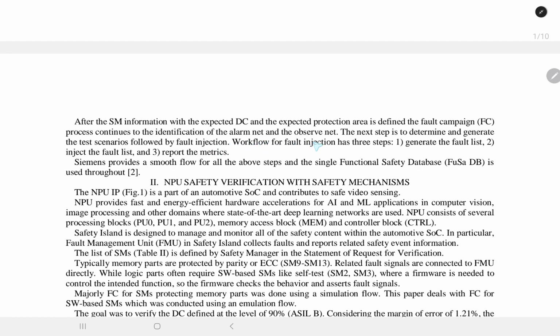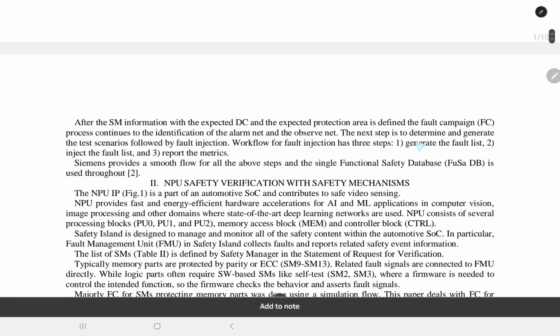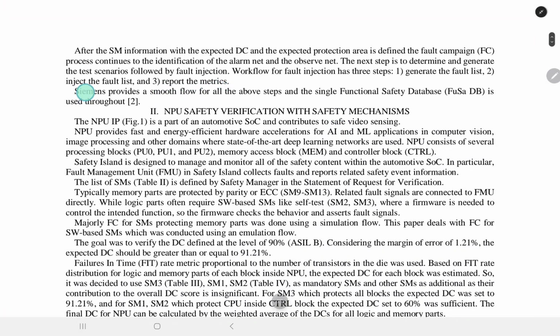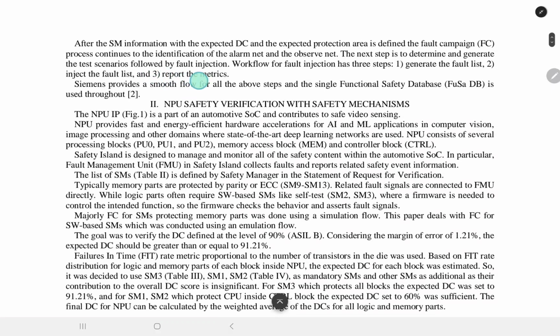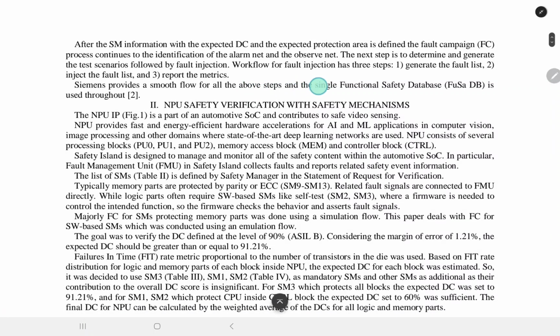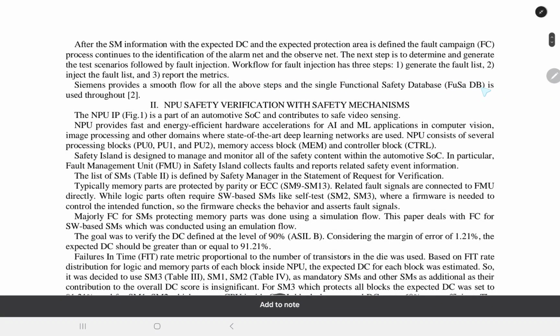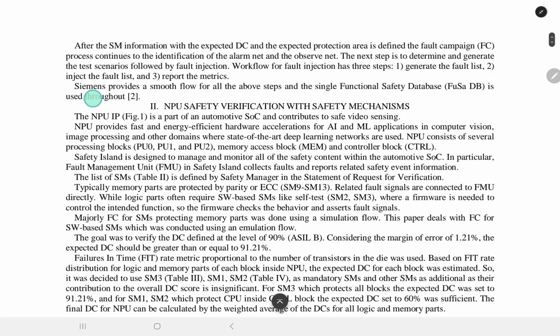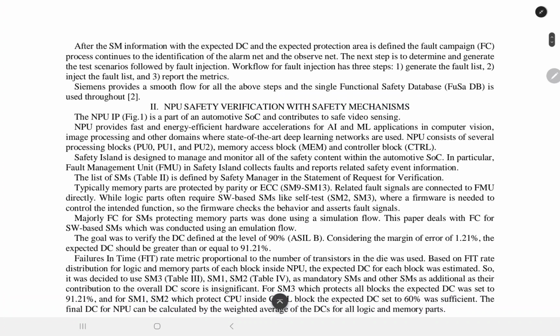The workflow of the fault injection has 3 steps. First, generate the fault list. Second, inject the fault list. Third, report the metric. Siemens provides a flow for the above steps, and the single functional safety database, FuSa DB, is used throughout. And the IP is the NPU. Section 2, NPU safety verification with the safety mechanisms.